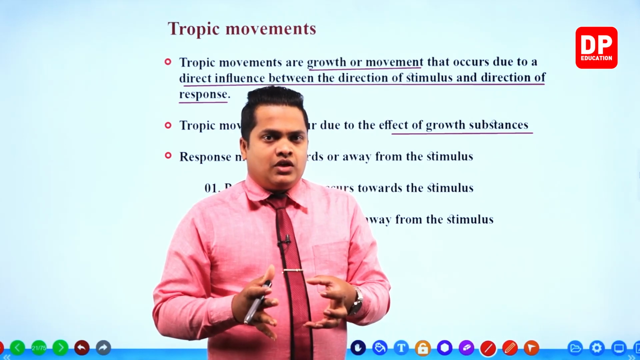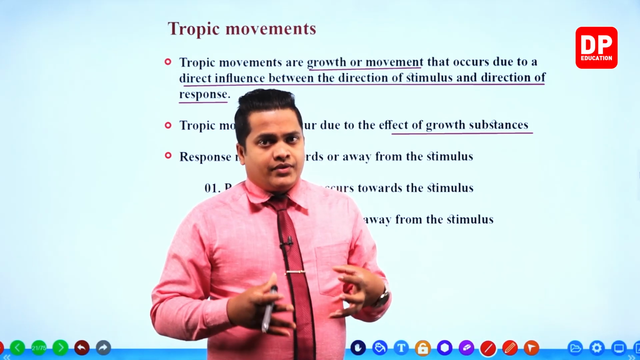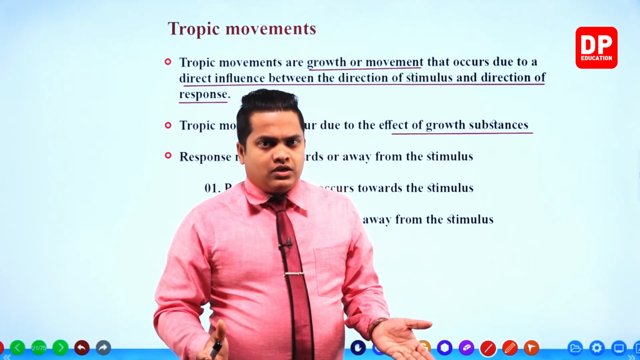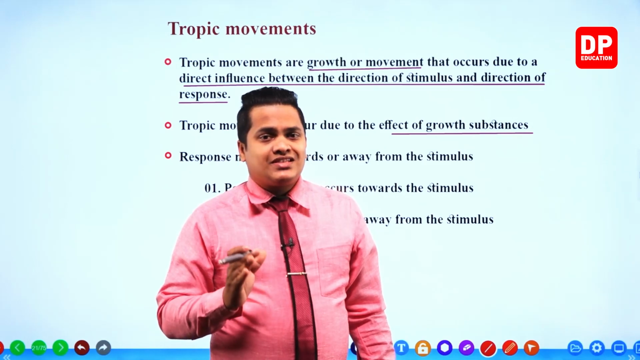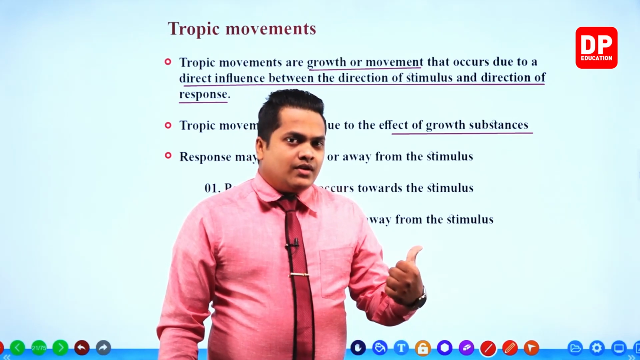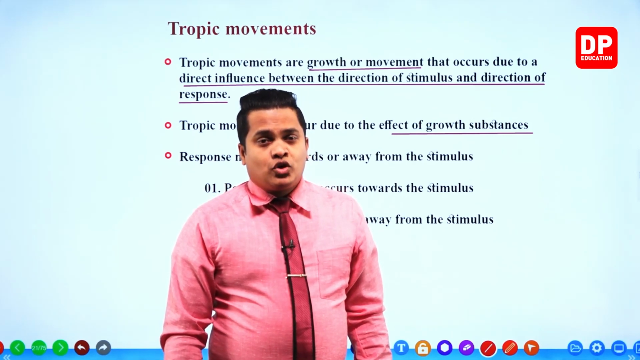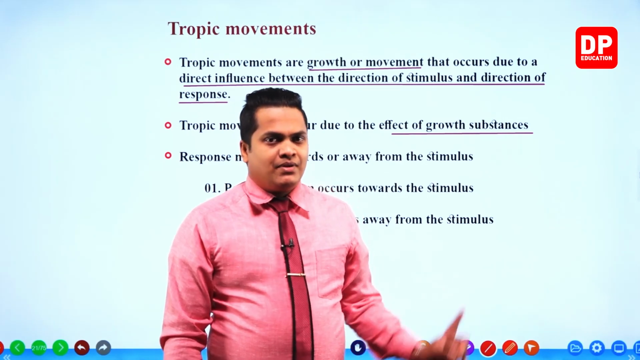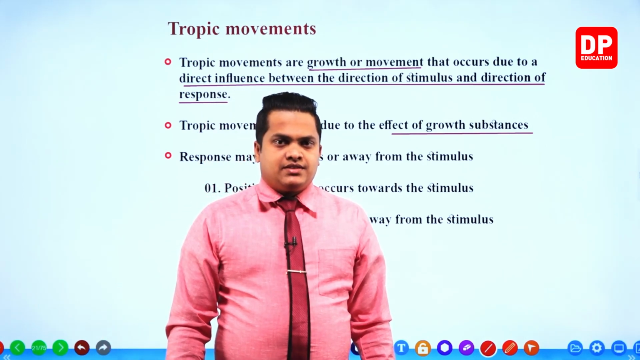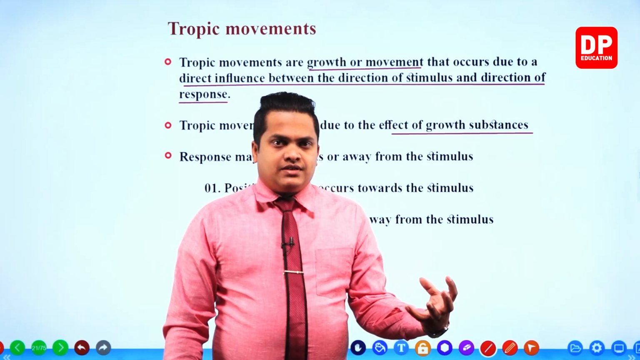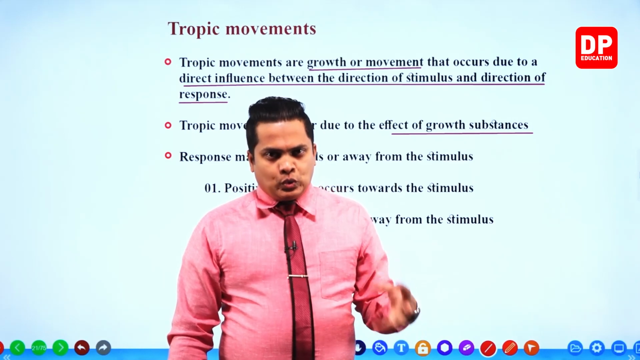The movement of a part, or the growth of a certain part of a plant, is going to occur in the same direction from which the stimulus is coming. So the earlier example which I took, which one? The growth of the apex towards the light. That example belongs to positive tropism. So positive tropism means the growth of a certain part of a plant or else movement of a certain part of a plant towards the stimulus.